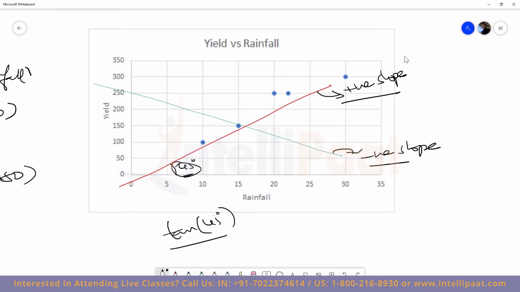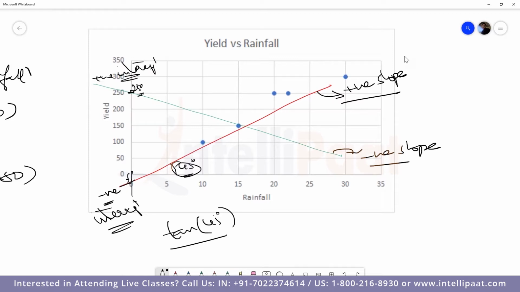Okay, that's number one. Number two, the second point is, if you look at this particular line, it's almost close to zero, but that's okay. This has a negative intercept. Intercept is simply nothing but the point at which the line cuts the y-axis. The point at which this particular equation cuts the y-axis. Here, the intercept is almost around 250. This is nothing but your intercept. This has a positive intercept, right?